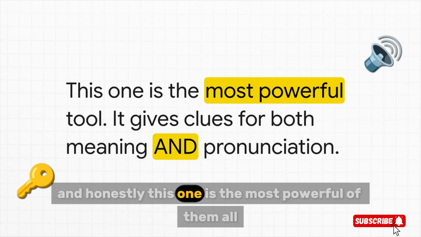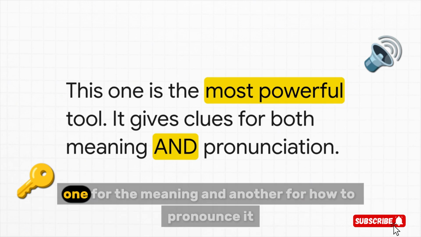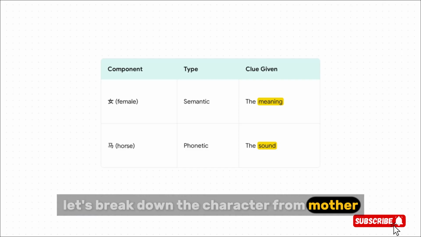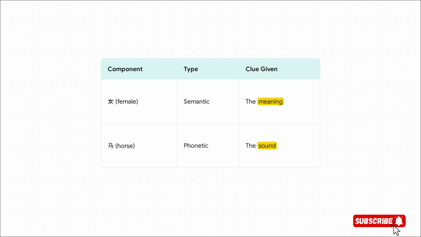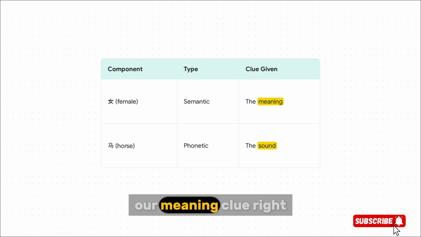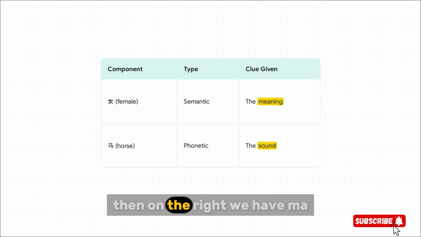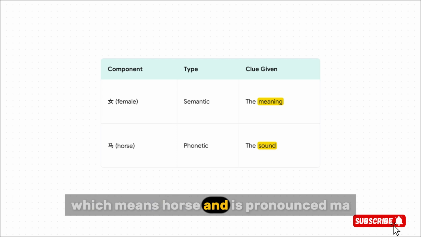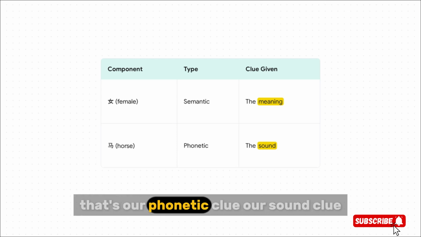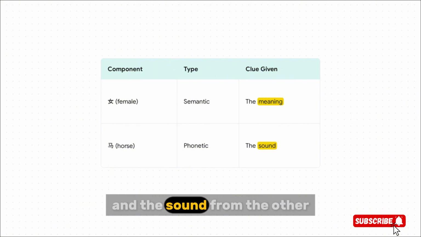Okay, now for the last key. And honestly, this one is the most powerful of them all. It's a total game changer because it gives you 2 clues for the price of 1. One for the meaning and another for how to pronounce it. Let's break down the character for mother, which is ma, pronounced ma. So on the left side, we have nu, which means female. That's our semantic clue, our meaning clue, right? It tells us this character has something to do with women. Then on the right, we have ma, which means horse and is pronounced ma. That's our phonetic clue, our sound clue. It sounds almost the same. So you get the meaning from one part and the sound from the other.